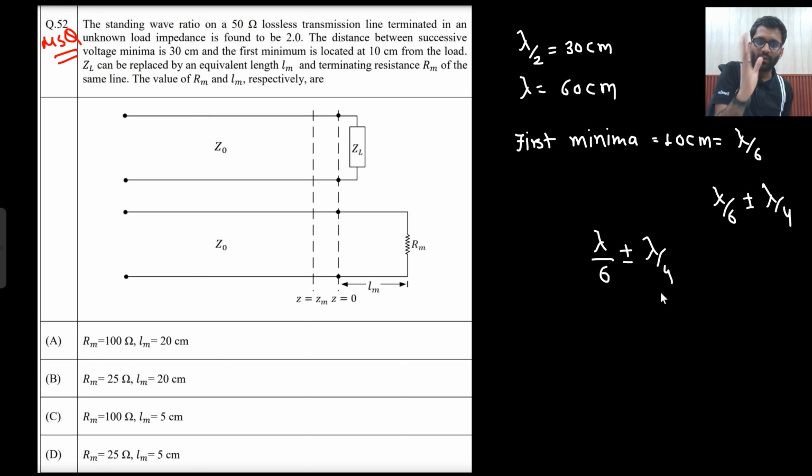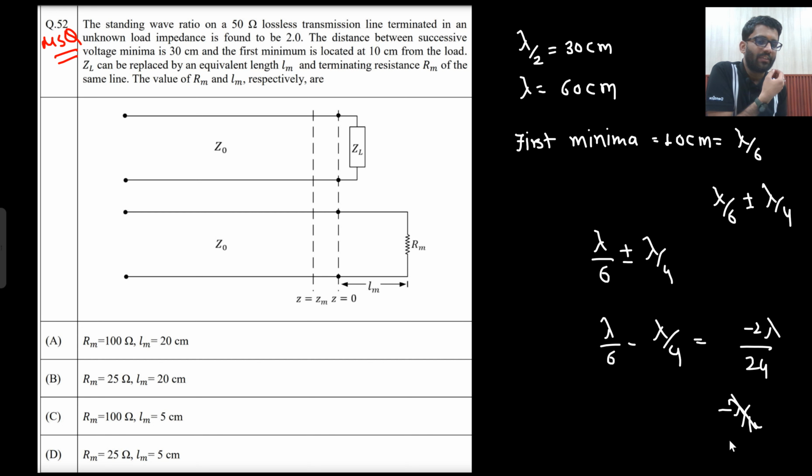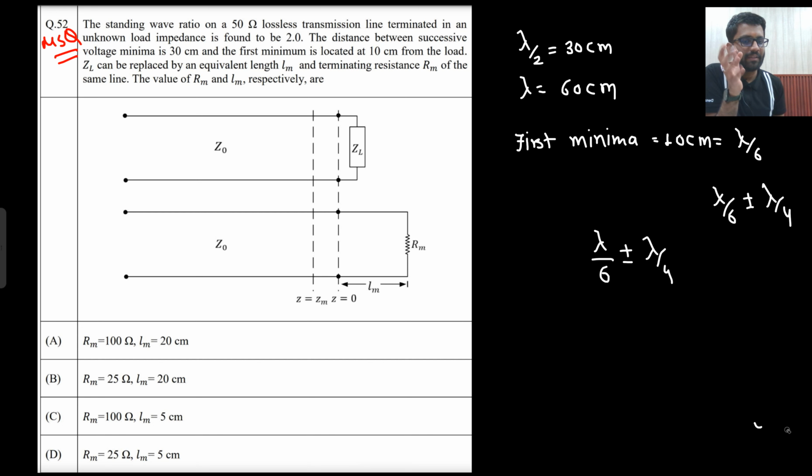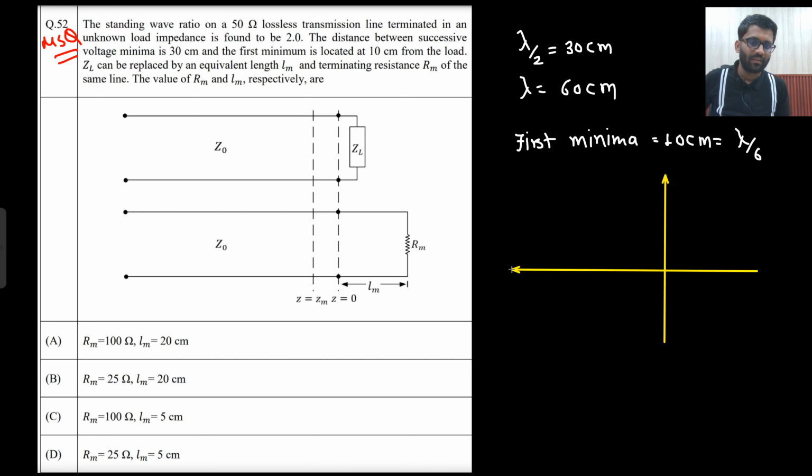If I go lambda by 4 before, then I need to do lambda by 6 minus lambda by 4. What I will see here is that this value is negative. That would be 4 and 6 minus 2, so that value will be minus lambda by 12, which is not possible. Negative value is not possible. So the maxima will be occurring at lambda by 6 plus lambda by 4. That means first your voltage minima occurs, then the maxima. So the standing wave pattern would be something like this: first there is minima, then there is maxima.